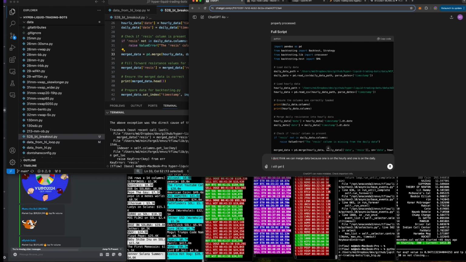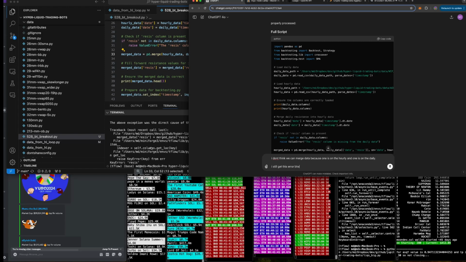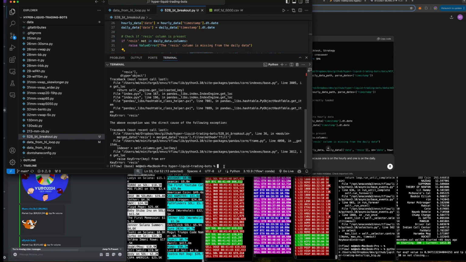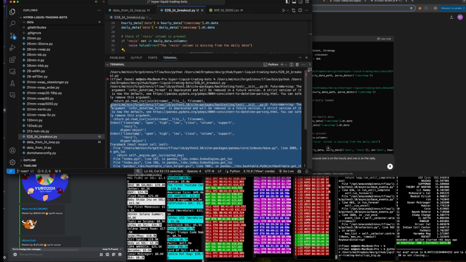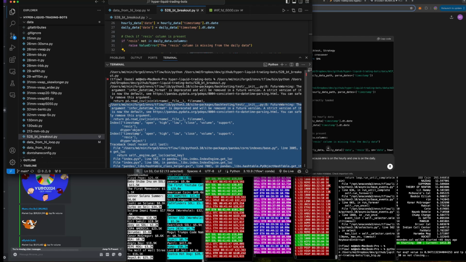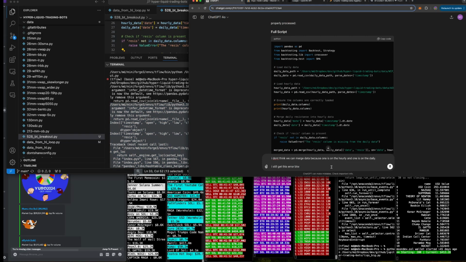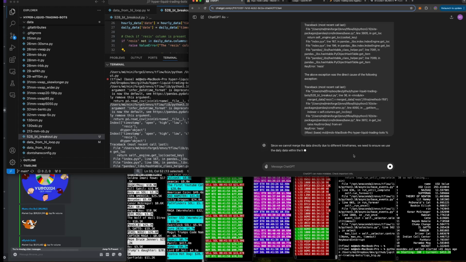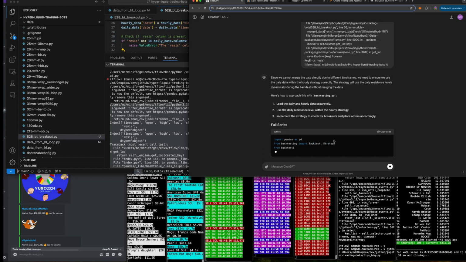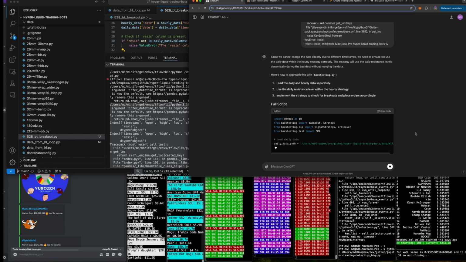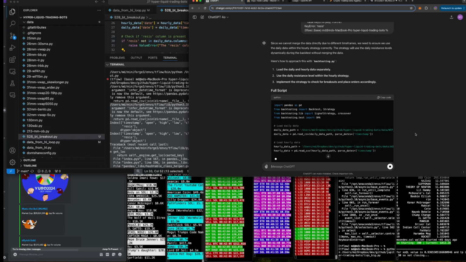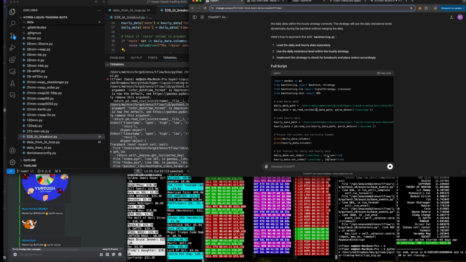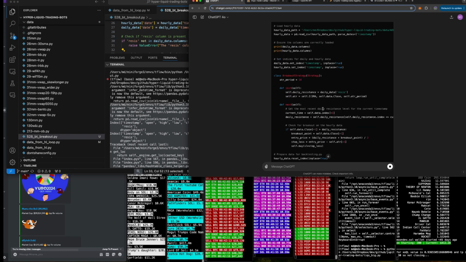I still get this error. BT dub. Still get this error. I see resist there on both of them. Since we cannot merge the data directly due to different timeframes, we need to ensure we use the daily data within the hourly strategy correctly. The strategy will use the daily resistance levels dynamically during the backtest without merging the data. Here's how to approach the backtesting.py. There it is.